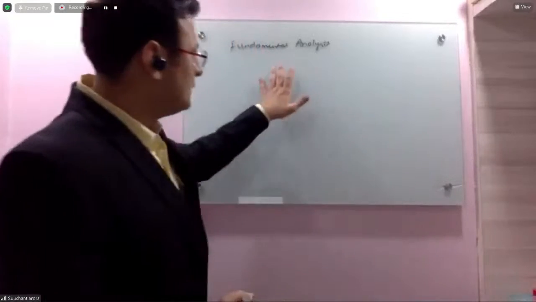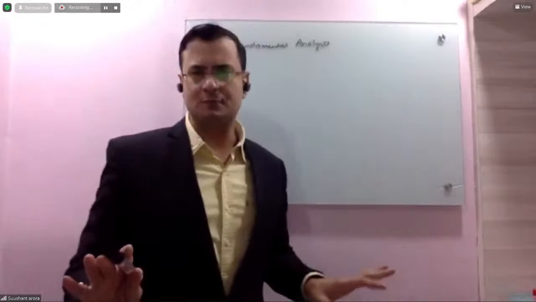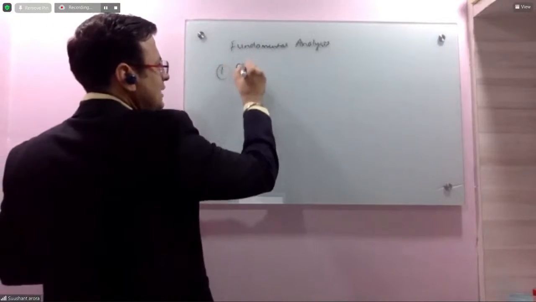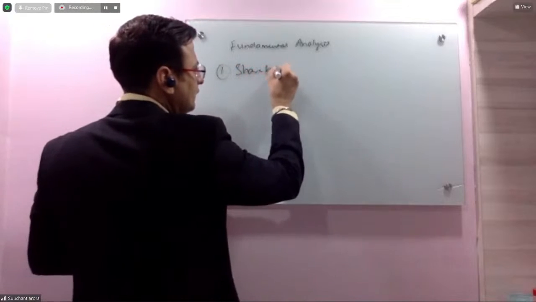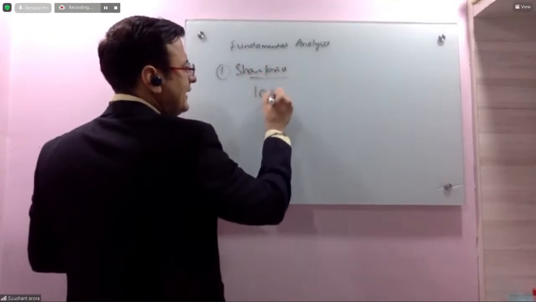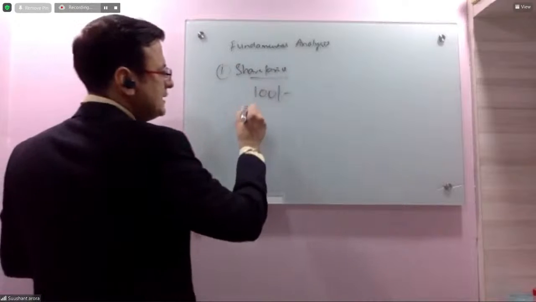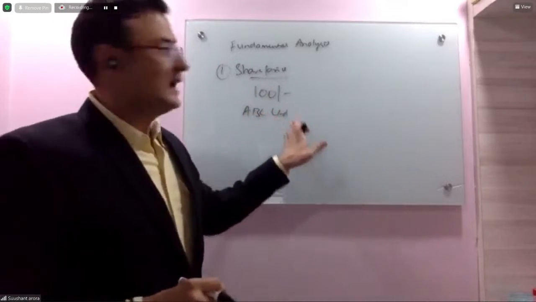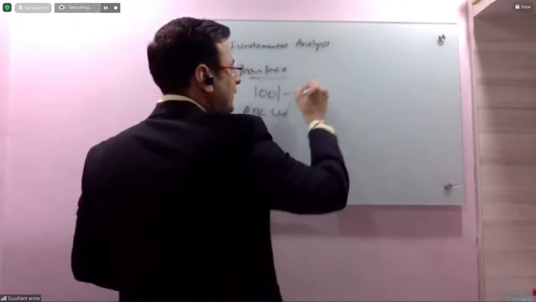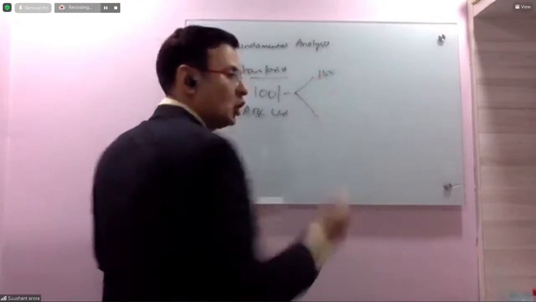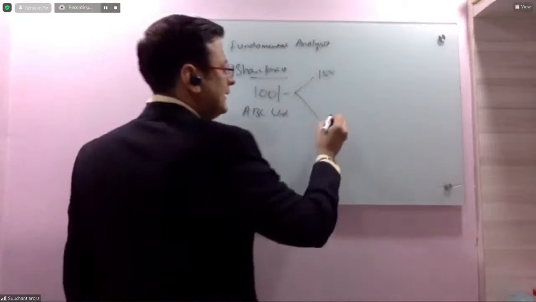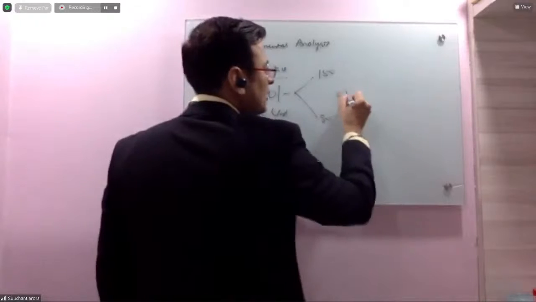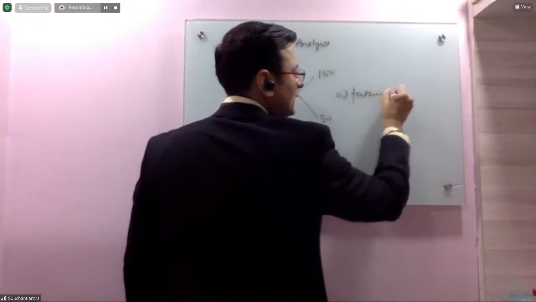So fundamental analysis is based on a very, very simple assumption. Number one, whatever share price is there, let's say it is 100 right now, and let's say the company's name is ABC Limited. It depends on going to 150 or coming down to 80, and that depends on only one thing, the future dividends.